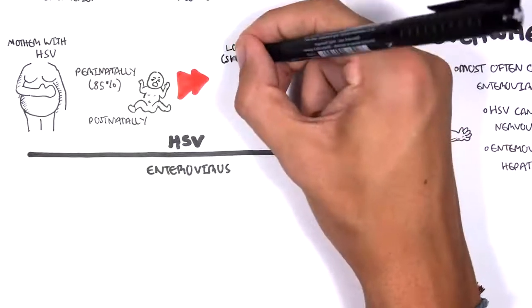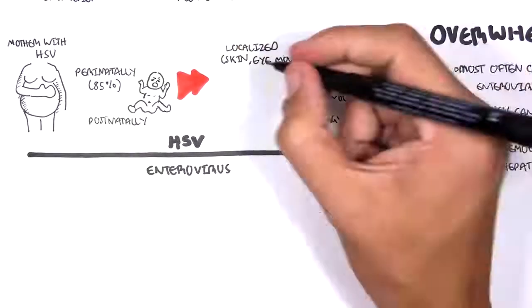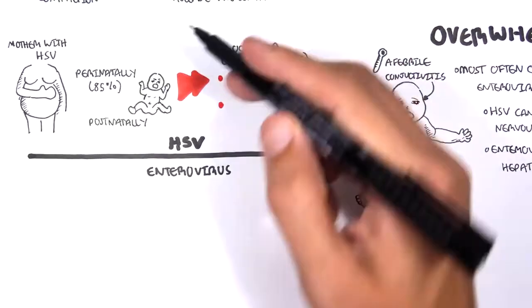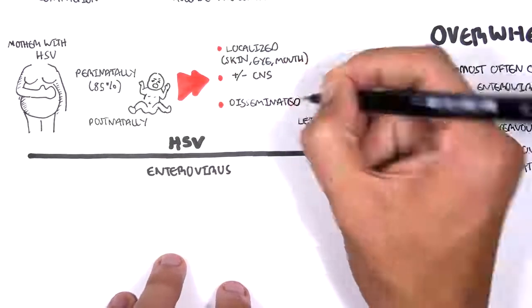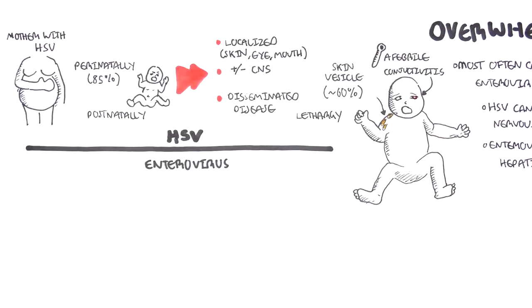It can cause localized skin infection, as in the skin vesicles. It can cause a mouth infection, plus minus CNS involvement, and or disseminated disease leading to the overwhelming viral infection. Finally, the enterovirus, which can also cause the overwhelming viral infection.